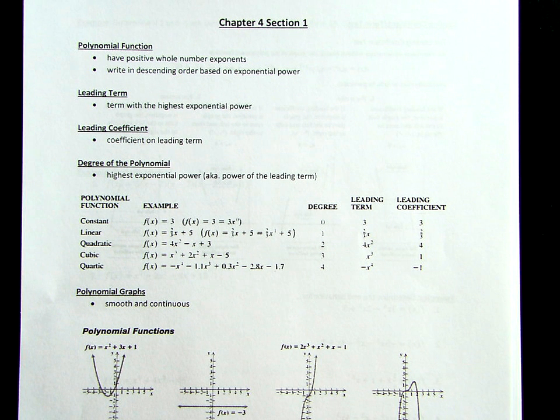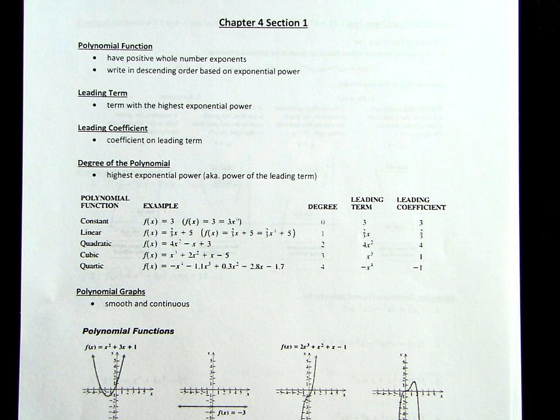Some of your problems might not present themselves that way to start with, and so you're going to want to reorder your polynomial function so that it is descending. Meaning, if it's an x squared, you're going to have x squared first, then you have your x term, then you have your constant term, and so on and so forth. That's going to help you here in a little bit when we talk about our leading term test and all this other stuff that we're going to do in order to graph these polynomial functions.